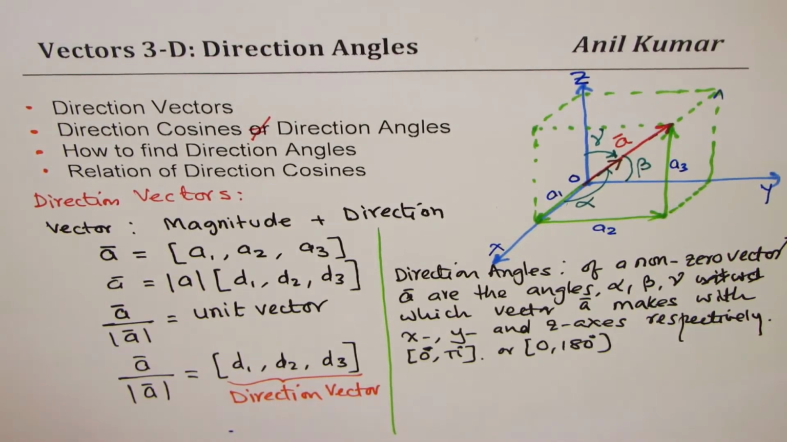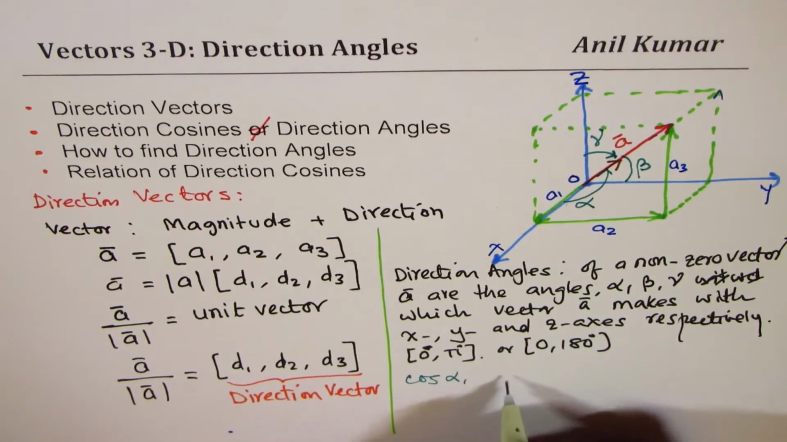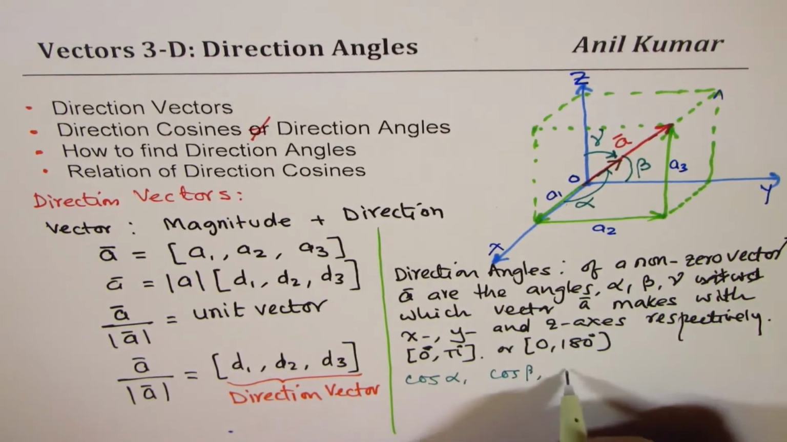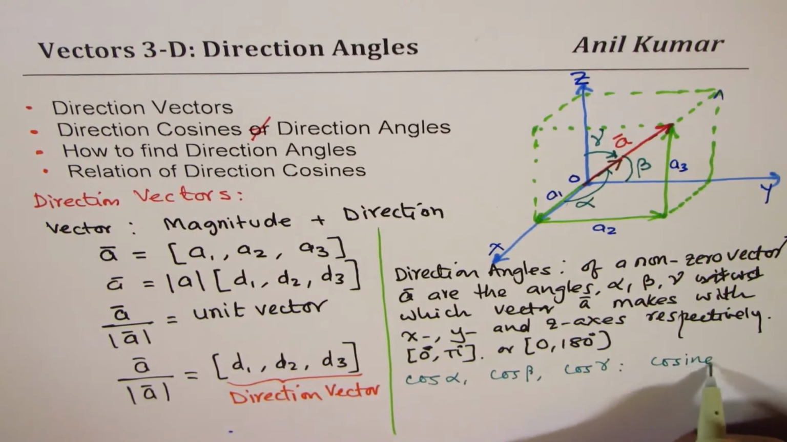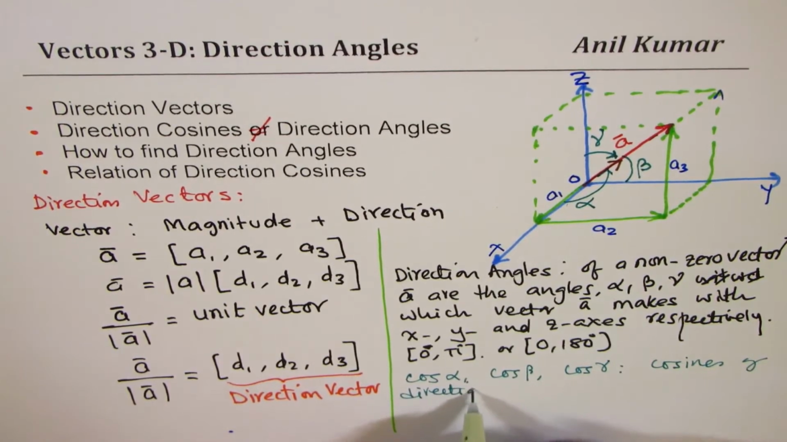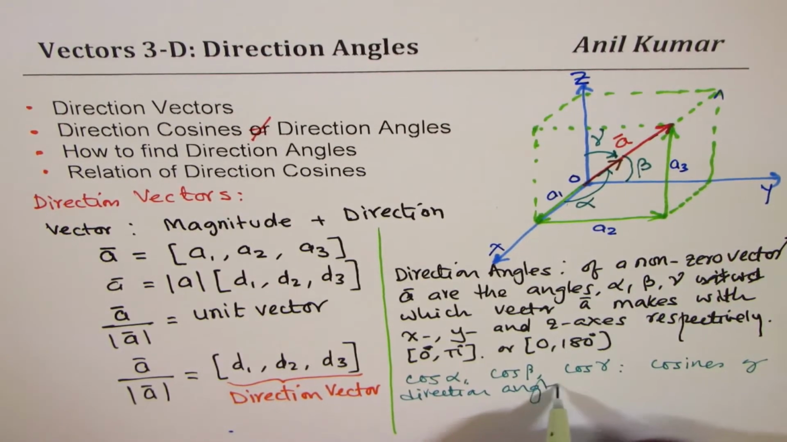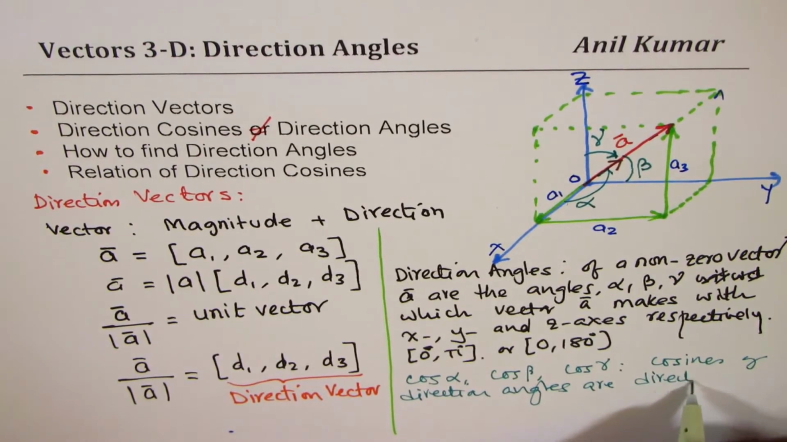Now what are direction cosines? The cosines of these angles, that is cos alpha, cos beta, and cos gamma. That is, the cosines of direction angles are direction cosines.